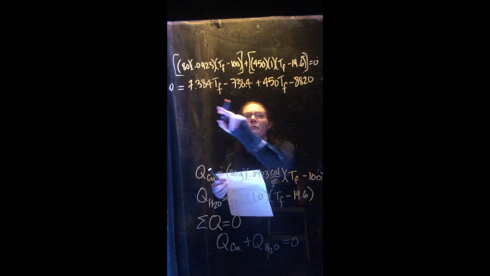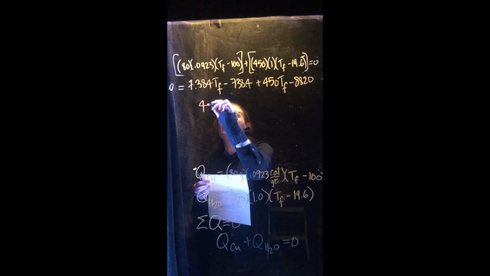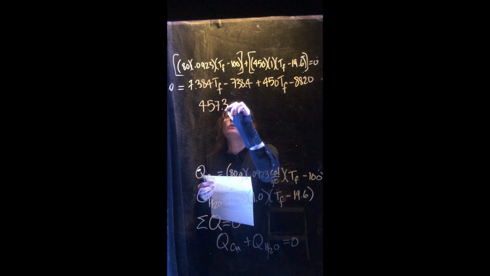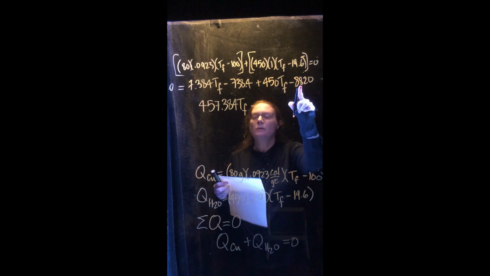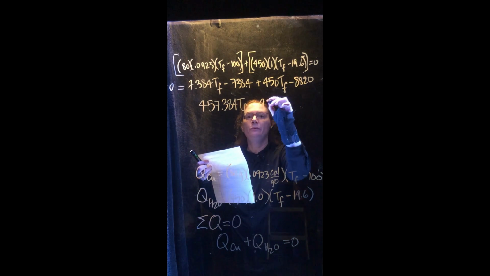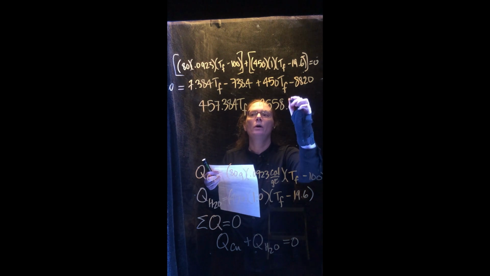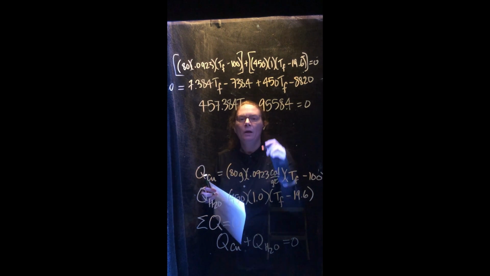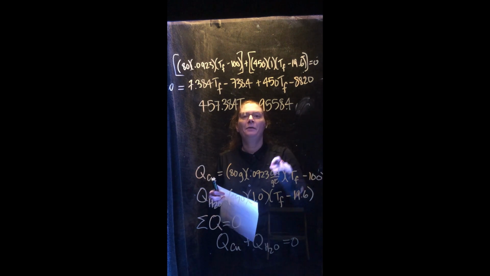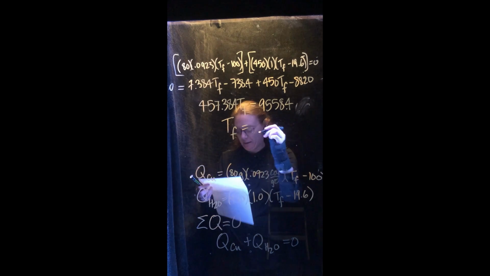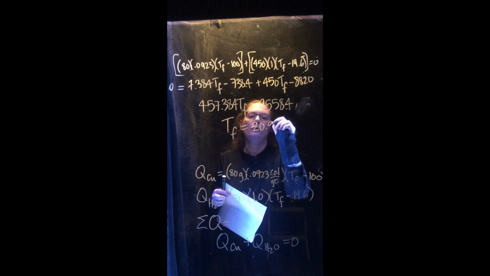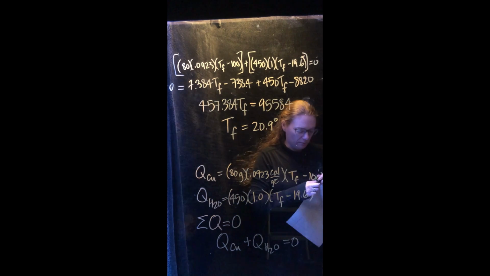Let's combine the T finals together. 457.384 T final minus that, and that combined to 9558.4 equals 0. And then we can just bring this over to the other side. Okay, and divide both sides by this, and we get our T final, which is 20.9 degrees. All right.